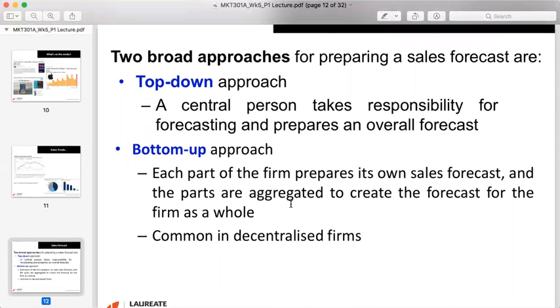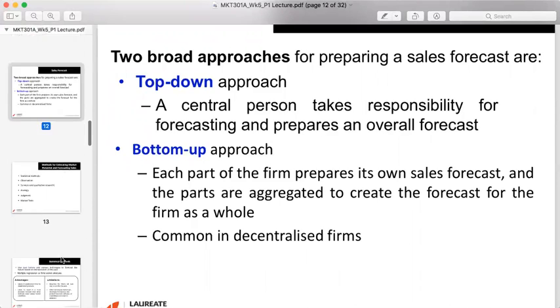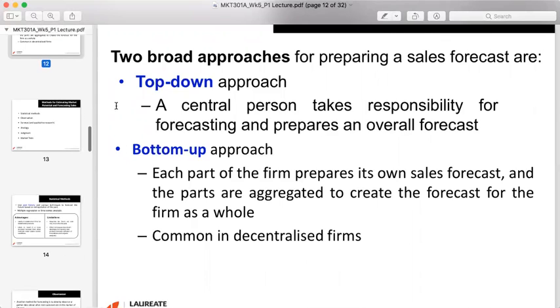Okay, quite common in decentralized firms. Okay, so that is the forecasting approach. Well, look, in real life, marketers may also use statistical techniques to forecast, such as linear regression. For instance, they perform forecasting of the trend using linear regression.